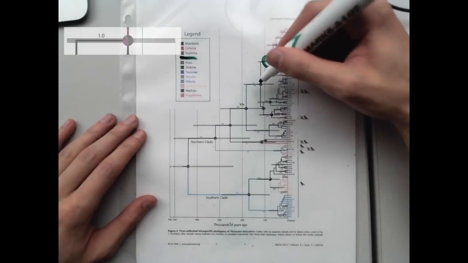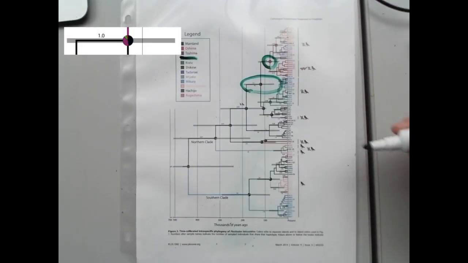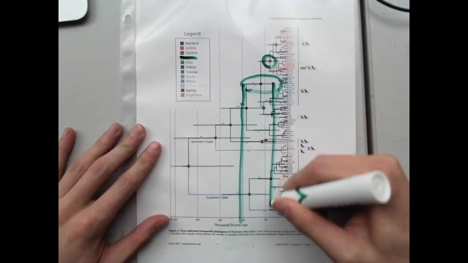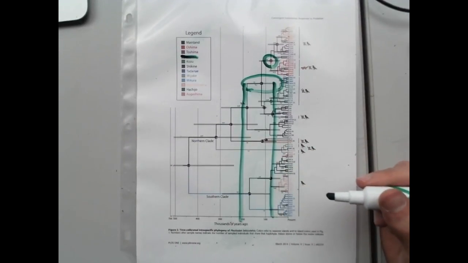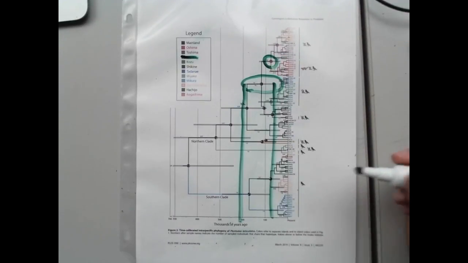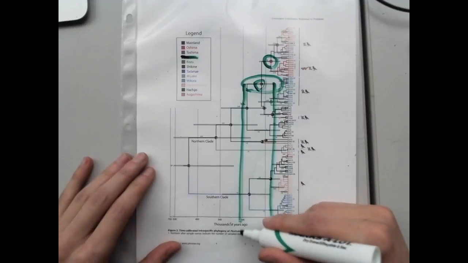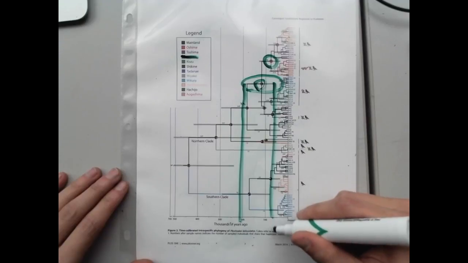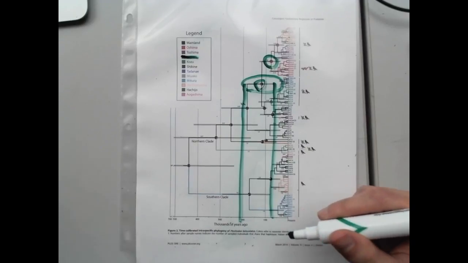Now we also see these gray bars here, kind of interesting. But what are these? These are the 95% credible intervals for the age of common ancestors. So if I draw a line down here, say, and draw a line down here, basically what this is saying is that we are 95% confident that this ancestor here is between about 200,000 years old and about 80,000 years old.